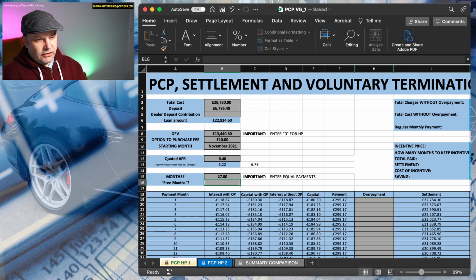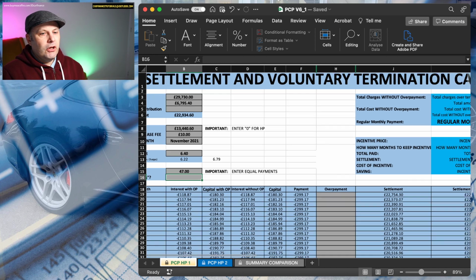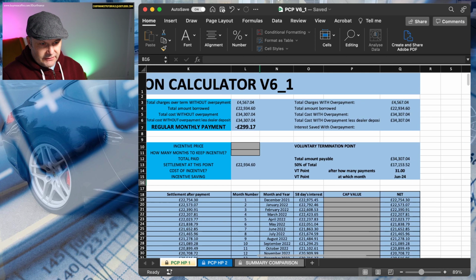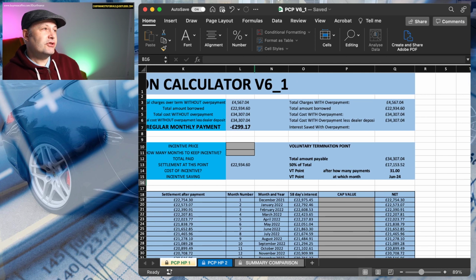There is also something on any regulated PCP or HP agreement, not on a personal loan from the bank, which is called voluntary termination. What does that mean? This is something which gets, I think, a little bit confused and maybe a little bit misunderstood when you go to dealers. A voluntary termination right, there's various points throughout the agreement, but the easiest one to remember is halfway through the agreement, you can hand the car back. Now, I deliberately said that wrong, because that's how some people perceive the voluntary termination to be. They think, okay, I've got a 48-month agreement. When I've made 24 payments, I can give the car back.